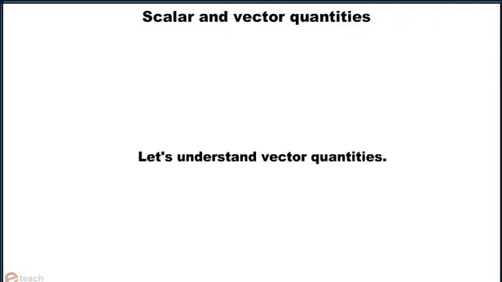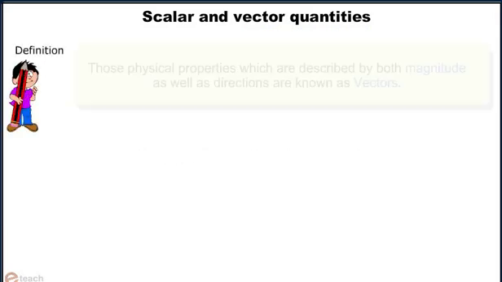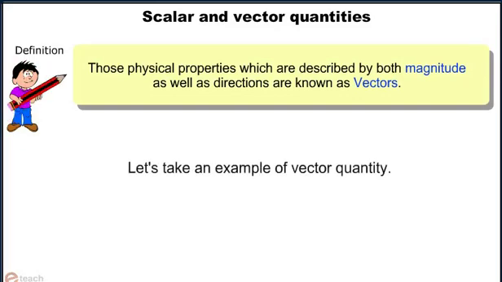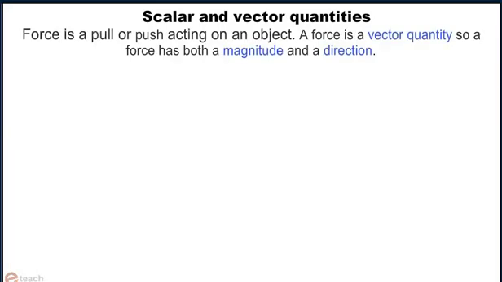Let's understand vector quantities. Definition: those physical quantities which are described by both magnitude as well as direction are known as vectors. Let us take an example. Force is a push or pull acting on a body. A force is a vector quantity, so a force has both a magnitude and a direction.